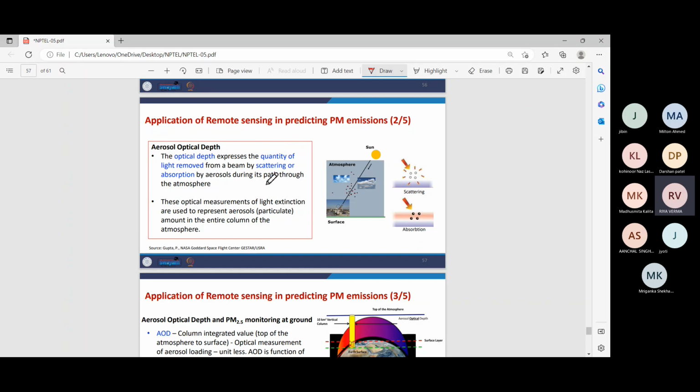So for example, if we have a surface here, and there are some particles present in the ambient air. This light is getting incident on this surface. These particles present in the atmosphere are your particulate matter. What happens is these tend to either absorb some of the light.